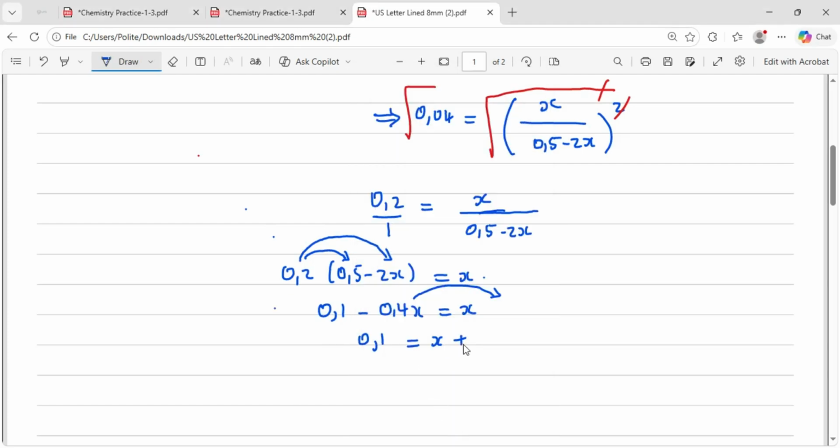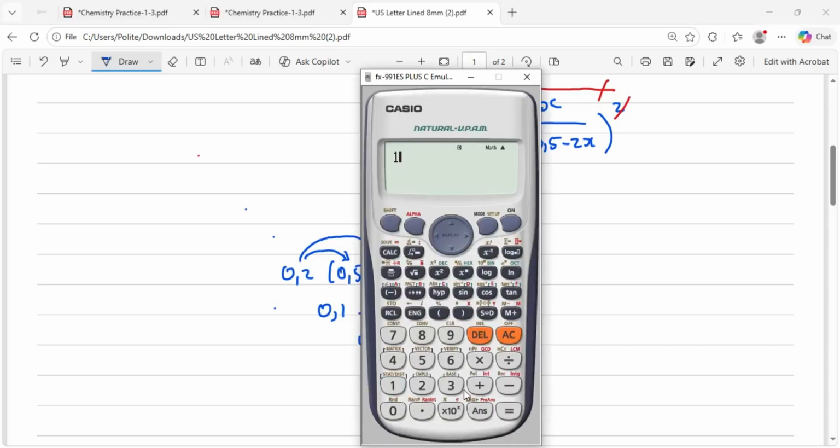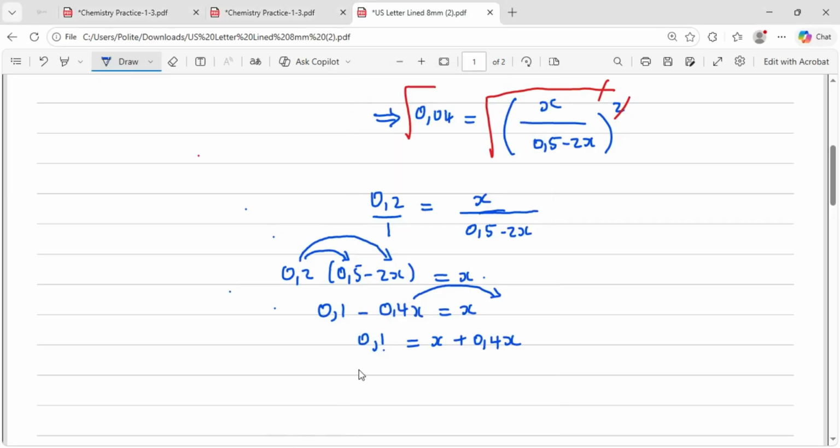So now this will be x. We add the 0.4x, because when it goes to the other side, it will definitely be positive. So let's add 1. Remember, x is just 1x. So when we add these two, it should be 1 plus 0.4, which gives us an answer of 1.4. So 0.1 is equal to 1.4x.